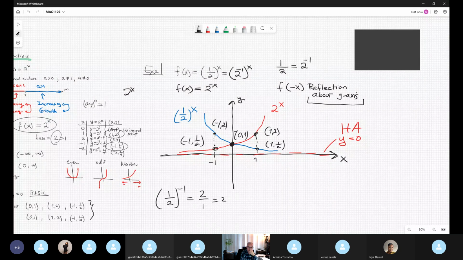Okay. And so let me show you an elegant graph in Desmos. Switching to the screen. Desmos now.